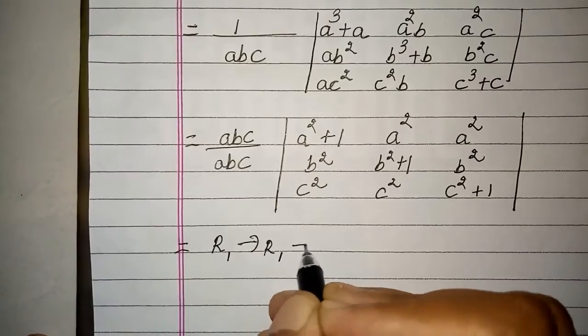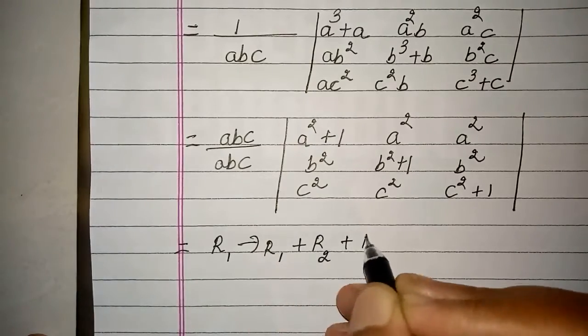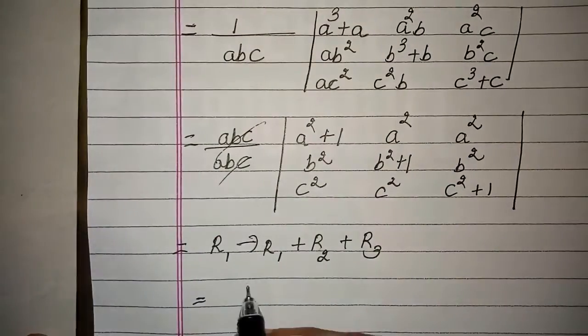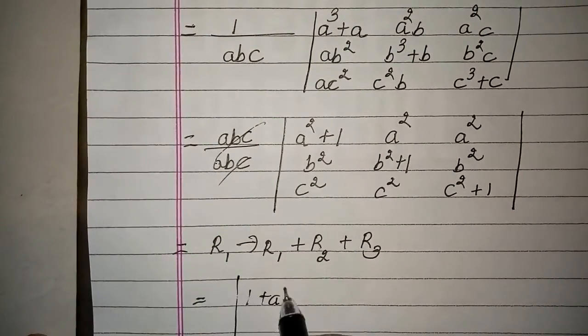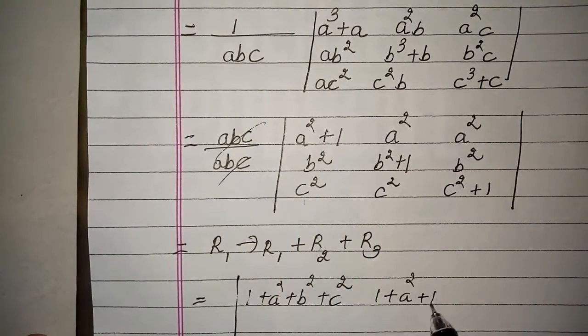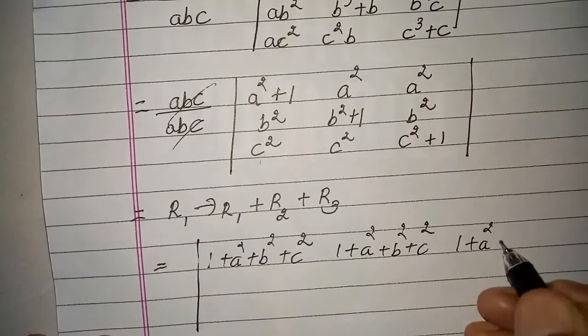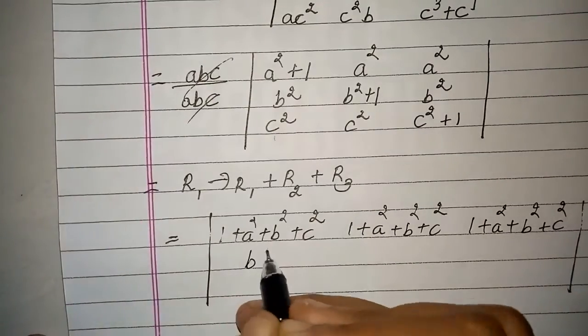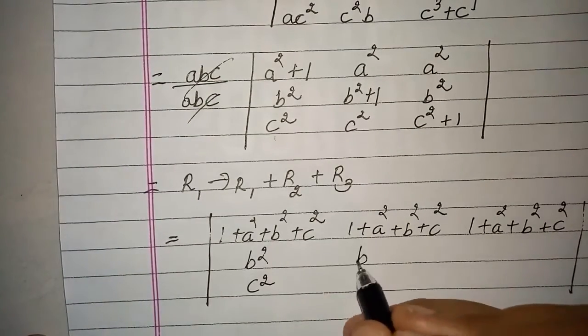Now you add all the rows. R1 plus R2 plus R3. So this will get cancelled, no? ABC will get cancelled. So what you will get? 1 plus a square plus b square plus c square. Adding all this, 1 plus a square plus b square plus c square, in each. Remaining you keep as it is.